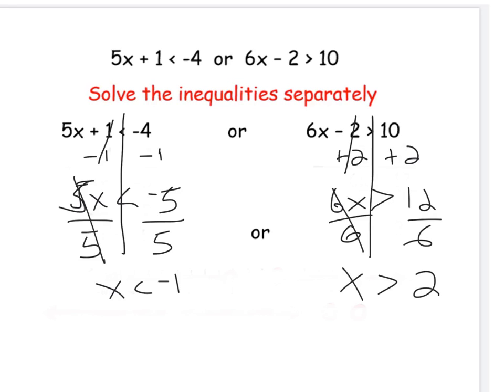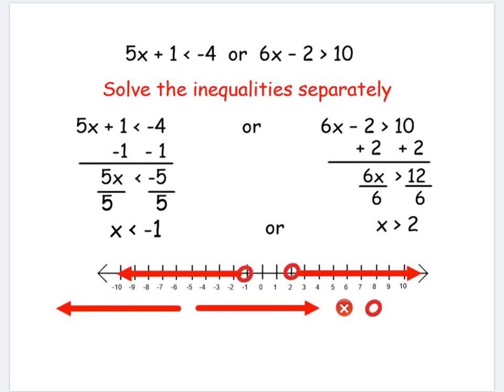So what does that look like when it's graphed? When it's graphed, I have my graph down here at the bottom of the screen. Both my solutions, x is less than negative 1 and x is greater than 2, are solely greater than or less than. They're not the or equal to section. So I want to graph each individual inequality first. So the first one, x is less than negative 1.